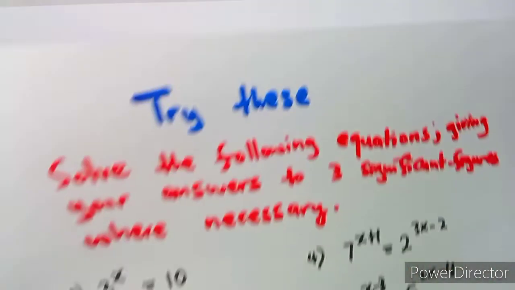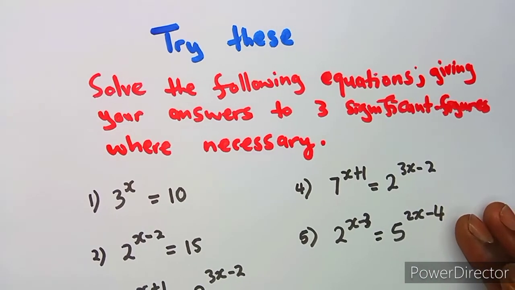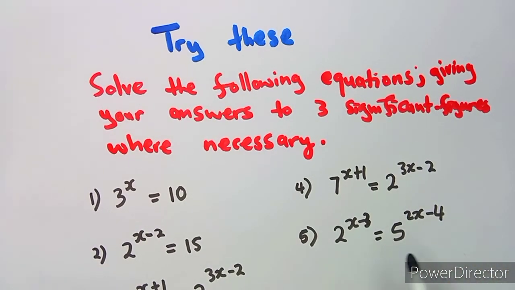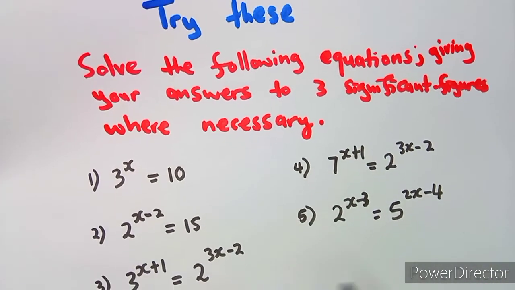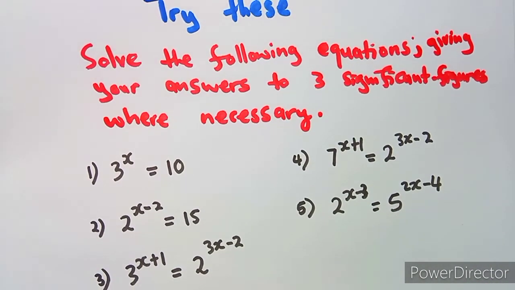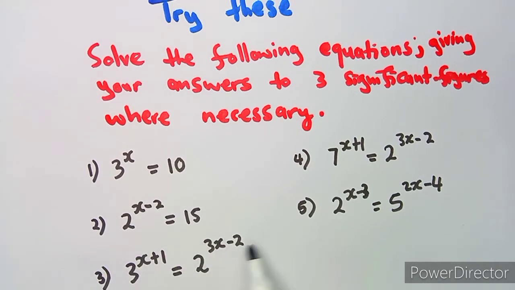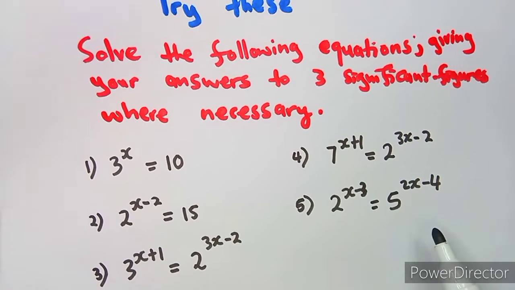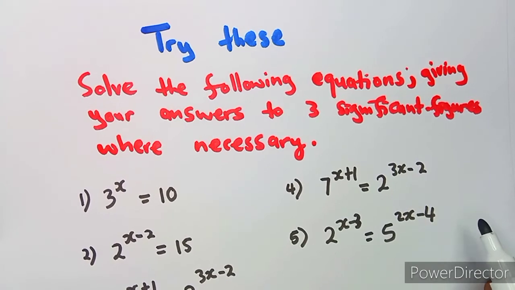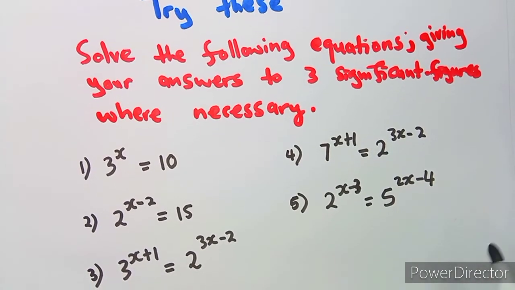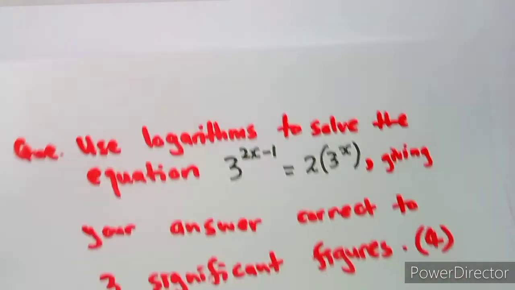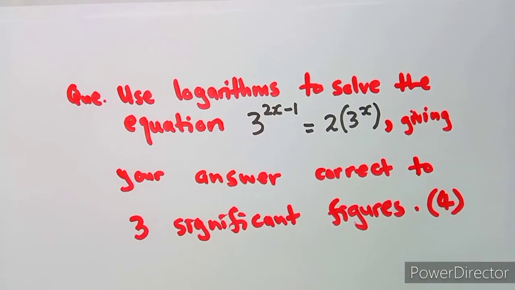I want you to actually try these questions. I want you to solve the following equation, giving your answers to 3 significant figures where necessary. So just try and apply the concept. As you can see, it's clear. Introduce the log on both sides, and so on and so on. Then you can just solve. So that is the question that we have. I want us to try these questions and see if we are able to answer and understand. So the feedback, guys, I need the feedback on these questions so that we'll be able to understand if we are truly moving together.